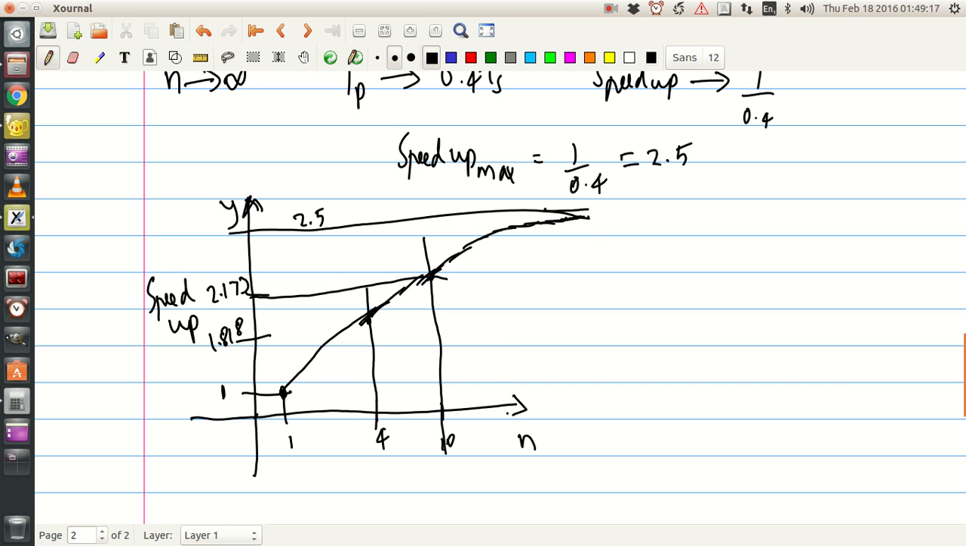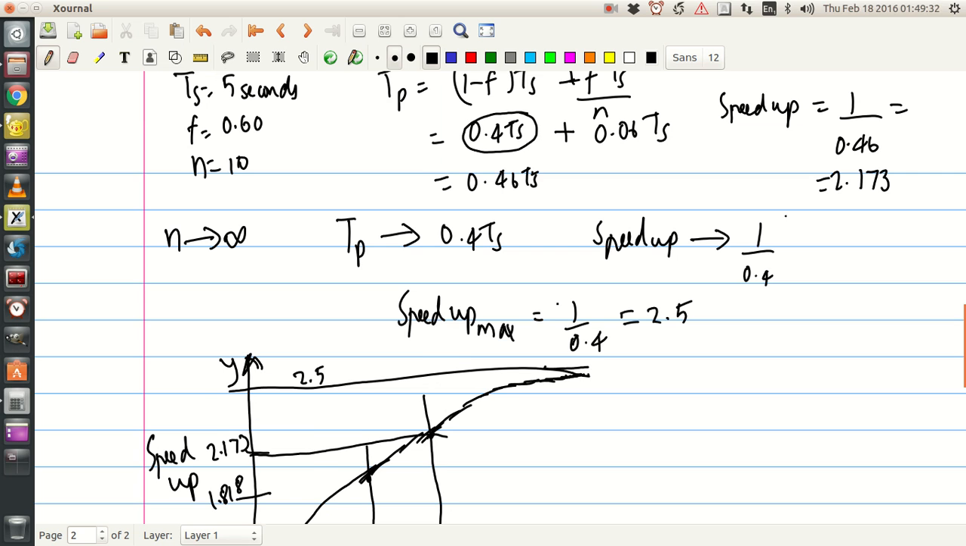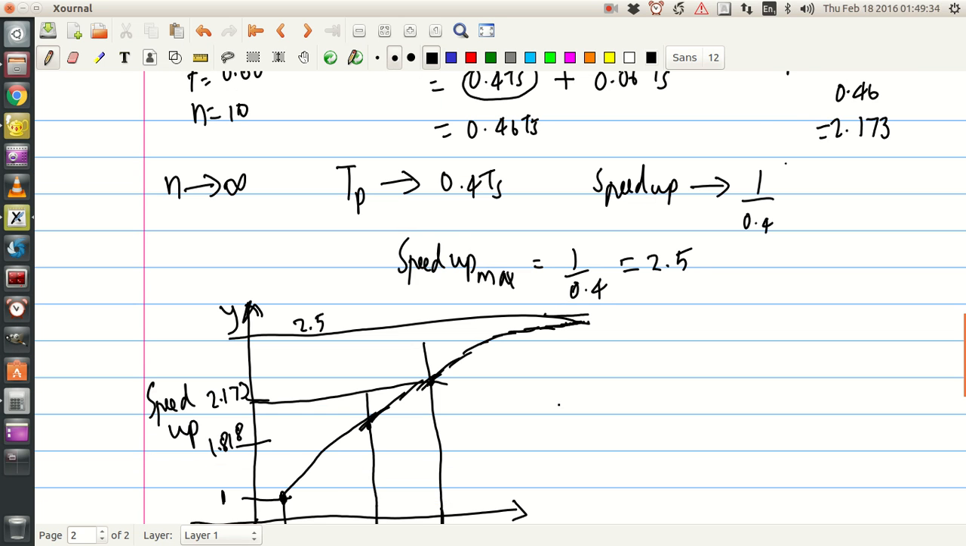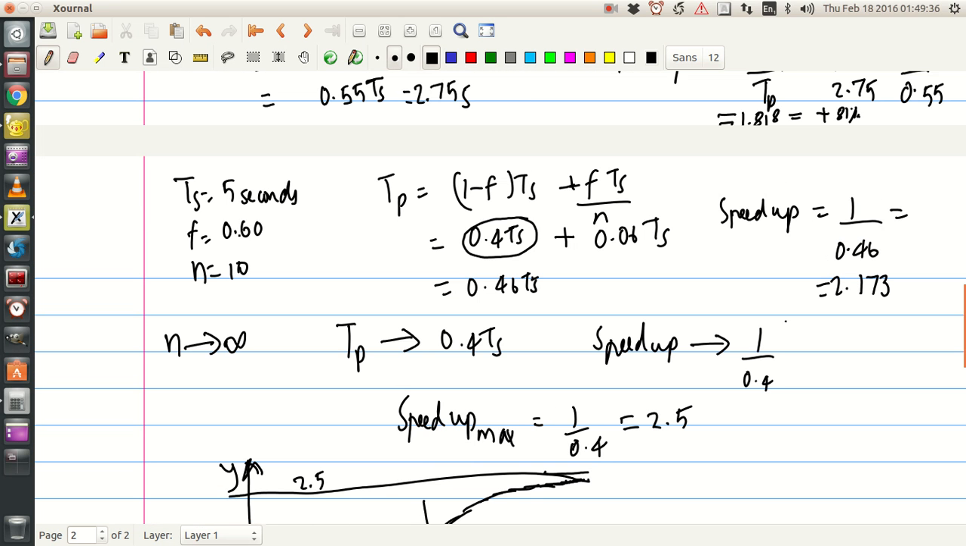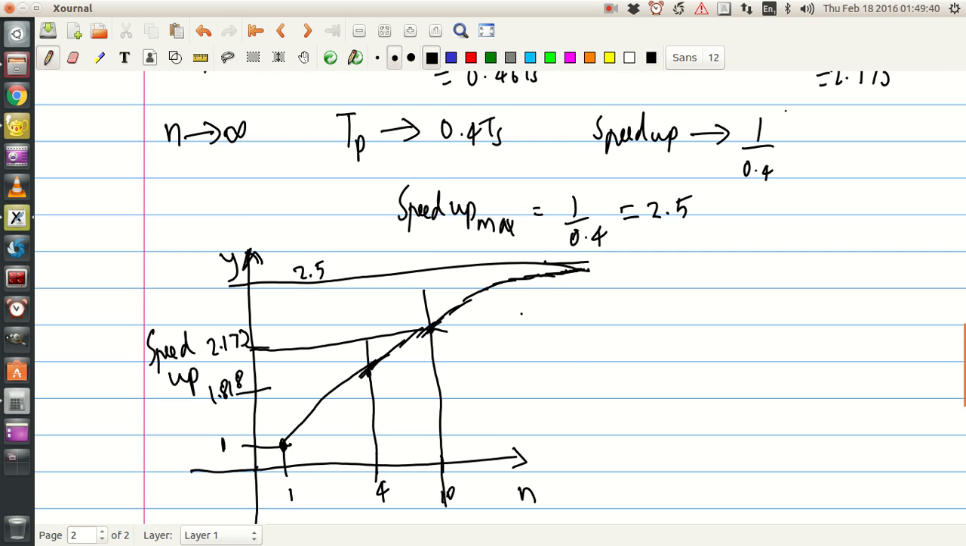No matter how many processors you use, you don't get further speed up. After a particular tipping point, the speed up will not increase. So the only way to make sure that your speed up increases is by pushing the value of f. And this is called Amdahl's law.